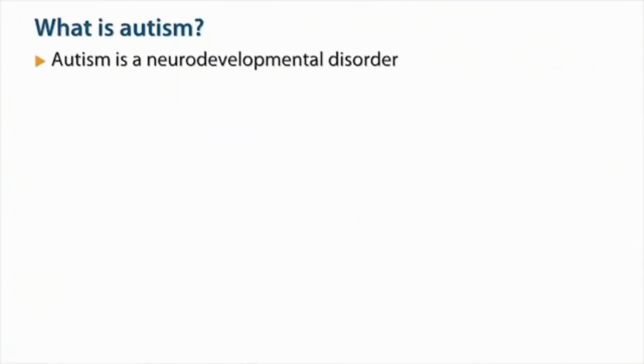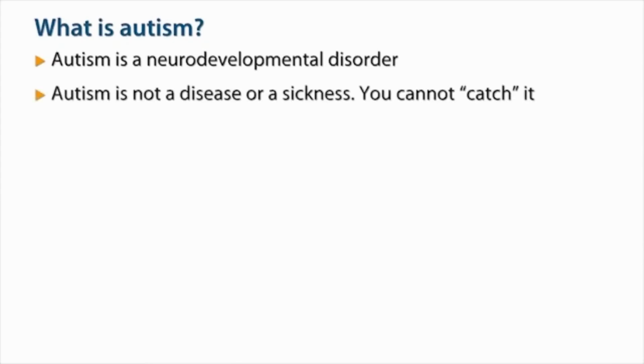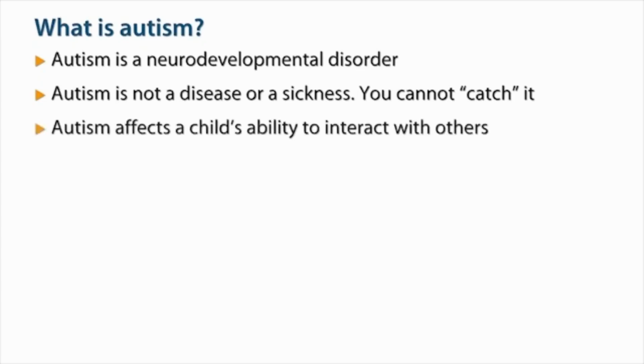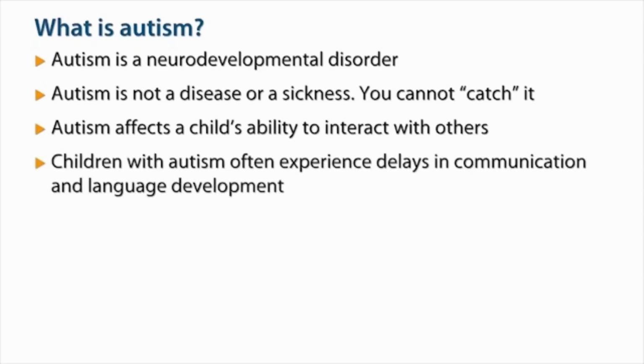Autism is a brain-based developmental disorder. Autism is not a disease or a sickness. You can't catch it. Autism affects a child's ability to interact and communicate with others. These children can struggle with social skills, and they can often have delays in communication as well as delays in developing language. So kids with autism often don't have the words to communicate with others and express their wants and needs.